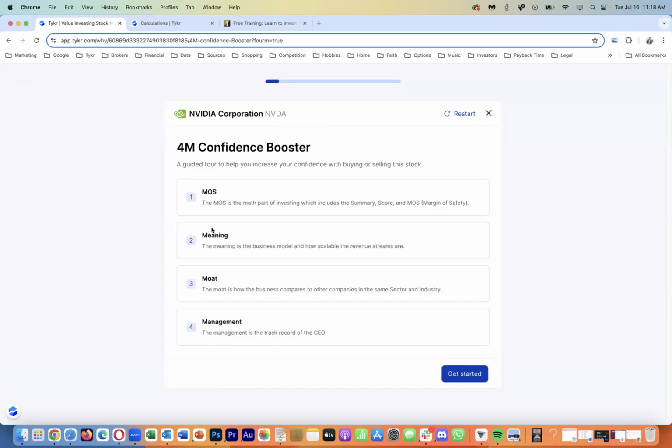So going to Tykr, and then you get the meaning, which is the business model and how scalable are the revenue streams. And you've got moat, how does it compare to other companies in the same sector and industry? And then you've got management, which is track record of the CEO. Now, doing these manually, this could take you days of research. Well, we reduce that to seconds with the 4M tool.